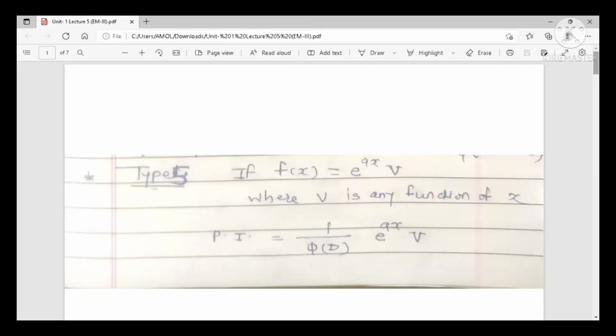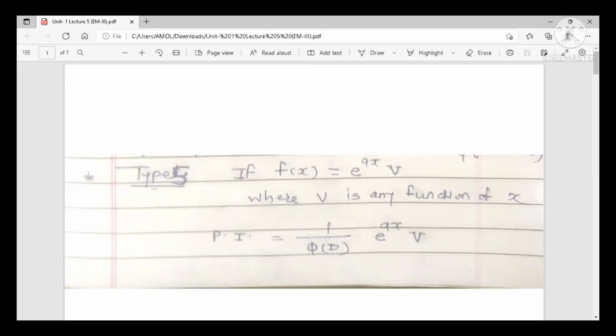is equal to e raised to ax into v. There is a product of two functions. One of them is exponential and the second function v is any function of x. Then in that case, how to find the PI? The formula to find the PI is 1 upon phi of D into f of x. Here the function f of x is e raised to ax into v, so put f of x equal to e raised to ax into v.